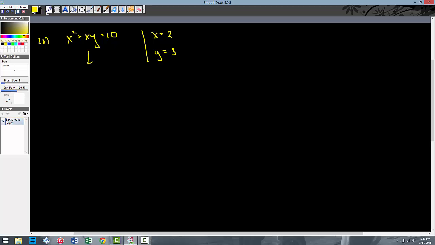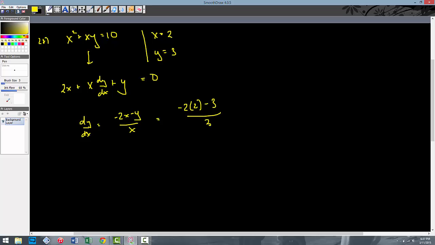Let's use some implicit differentiation. 2x plus product rule here, first unchanged times derivative of the second, plus second unchanged times derivative of the first, equals 0. Get dy dx by itself. You're going to find that dy dx is equal to negative 2x minus y over x. And now you just plug your pieces in. You're going to get negative 2 times 2 minus 3 all over 2. That is going to equal negative 7 halves, which is A.